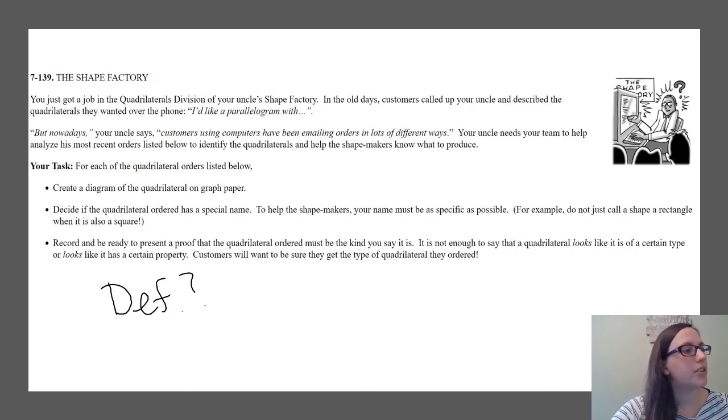A quadrilateral is a 4-sided polygon. A kite has 2 distinct pairs of consecutive congruent sides. A trapezoid has at least 1 pair of parallel sides. So always look at those notes. Maybe put like a sticky note on there so that you know to look for those.